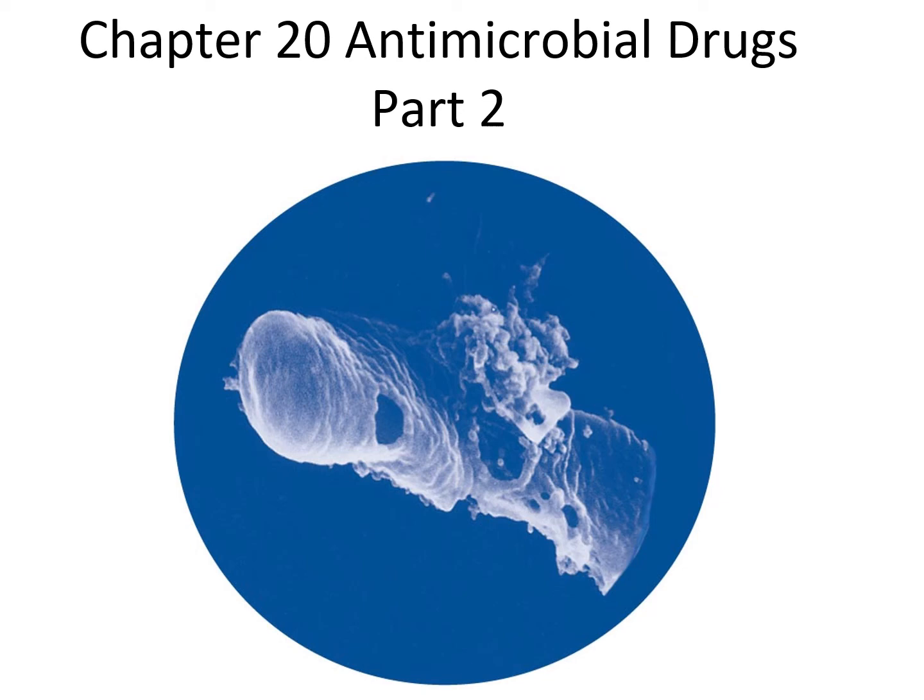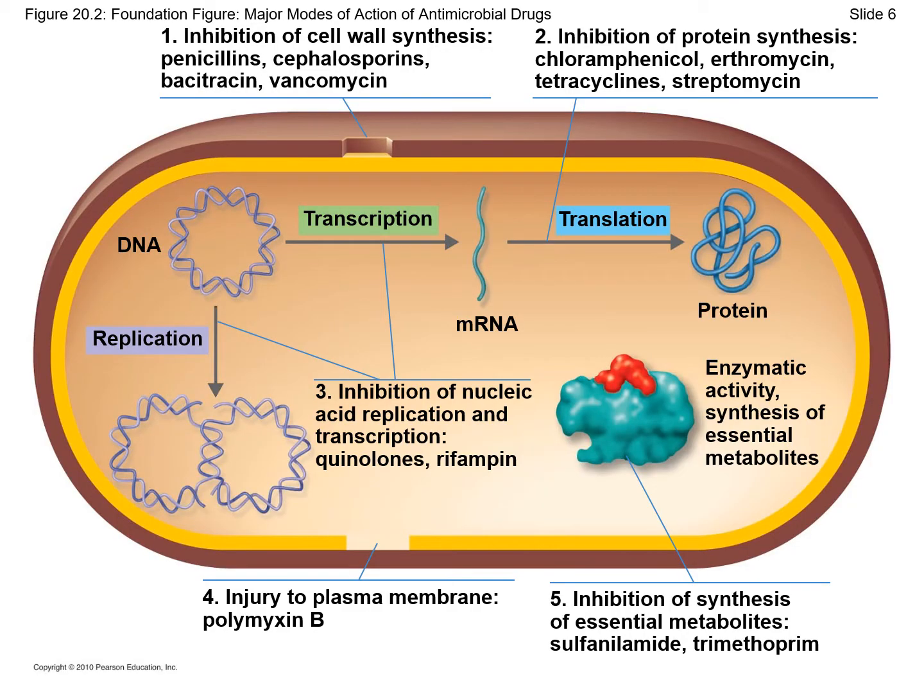This is the lecture for Chapter 20, Antimicrobial Drugs, Part 2. The first part of the lecture went over antibiotics, and antibiotics are antimicrobial drugs that are selectively toxic to bacteria, to prokaryotic cells. Also with the antibiotics, I discussed the major modes of action that they can have. In other words, the different parts of the prokaryotic cell that they can target.